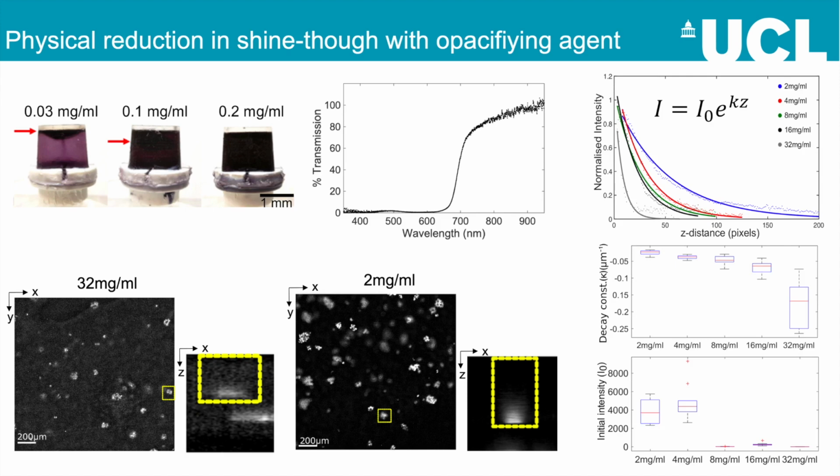And we actually quantified this, so we looked at 10 ROIs in each of the 5 concentrations, and we fit a monotonic exponential decay to those cases. When you look at the fit parameters, in the second panel, the decay constant, you can see that you get a decreasing decay constant with increasing concentration. Notice that it's an increasing negative decay constant there, as you would expect. But also what we found very interestingly was that the 2 and 4 mg per mil have quite a similar initial intensity, and then there's this very steep drop-off at 8 and above.